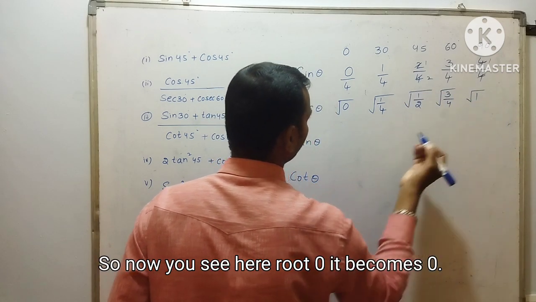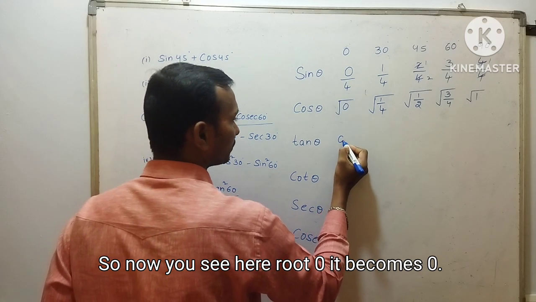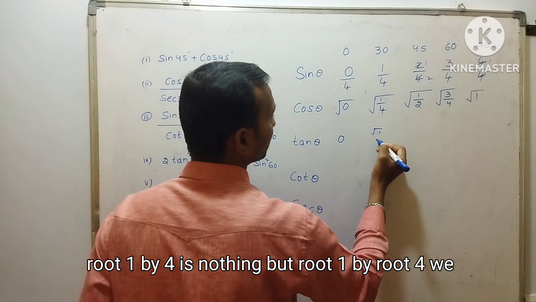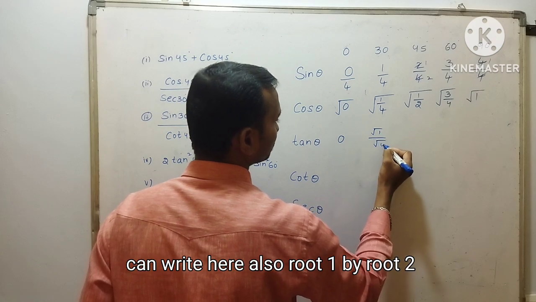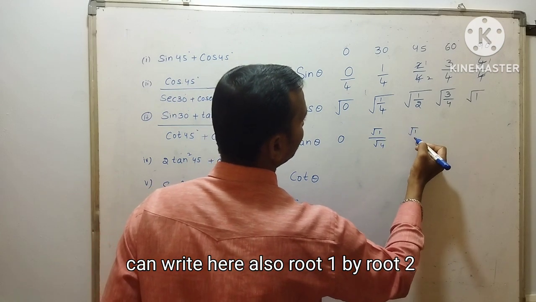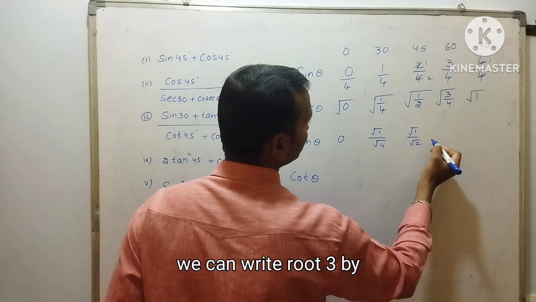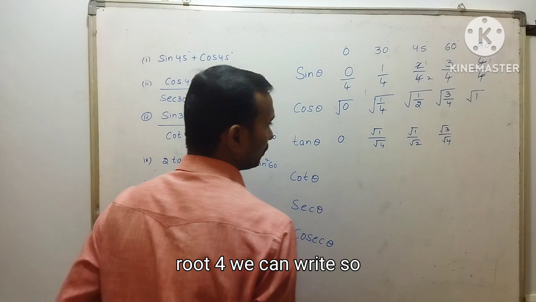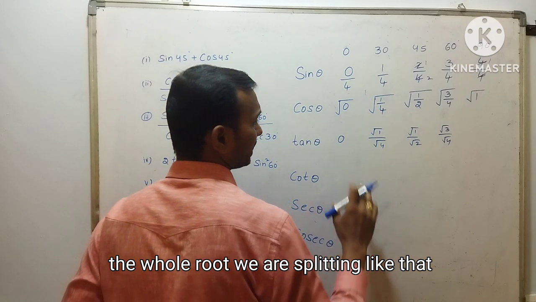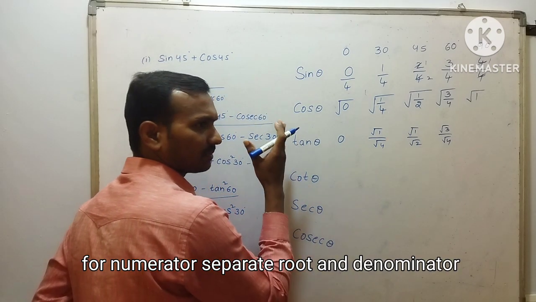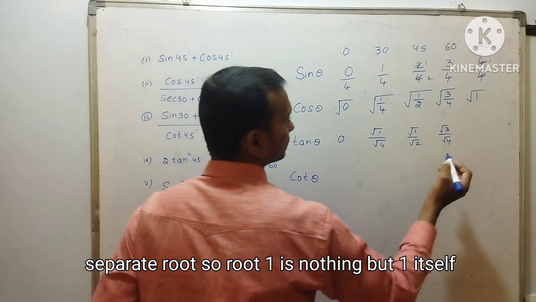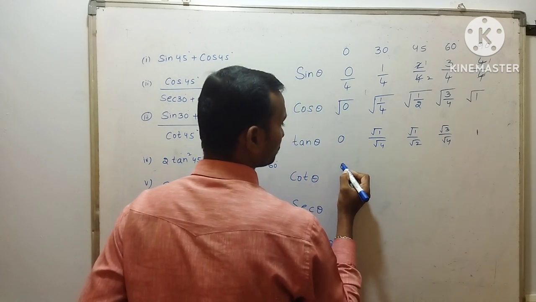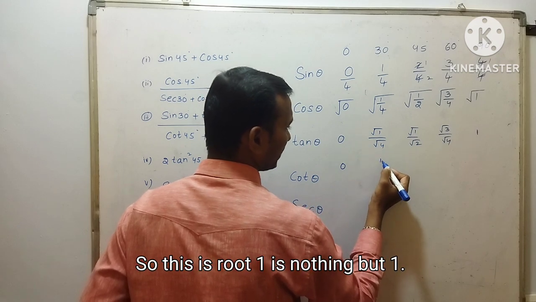So now, you see here, root 0, it becomes 0. Root 1 by 4 is nothing but root 1 by root 4 we can write. Here also, root 1 by root 2 we can write. Root 3 by root 4 we can write. So, the whole root we are splitting like that. For numerator separate root and denominator separate root. So, root 1 is nothing but 1 itself.